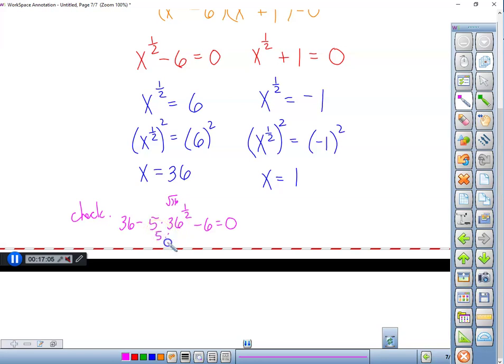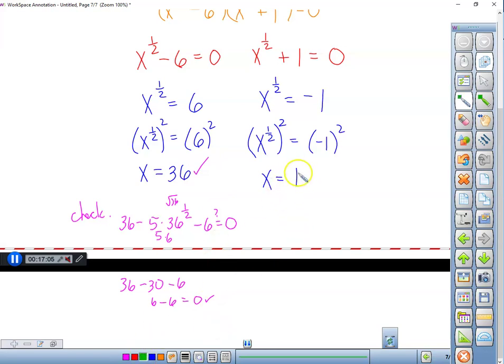So this is 5 times 6, which gives you 30. So we've got 36 minus 30 minus 6. And we want to know, does that equal 0? Well, left to right, 36 minus 30, 6 minus 6 does give us 0. So 36 is good.